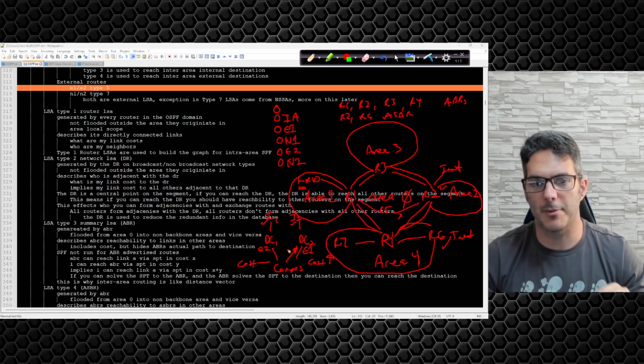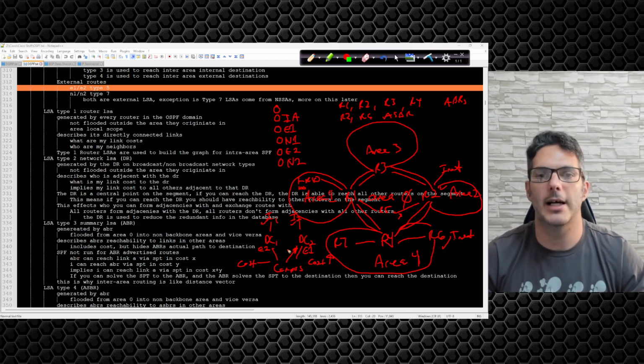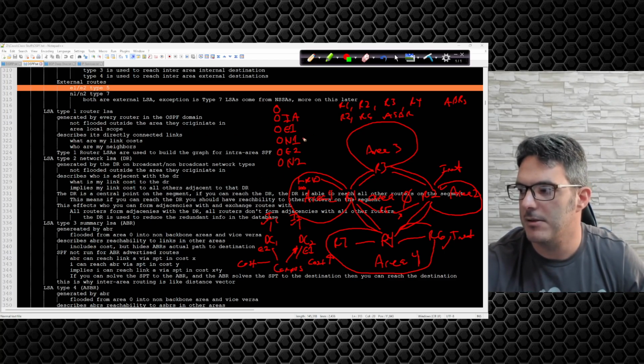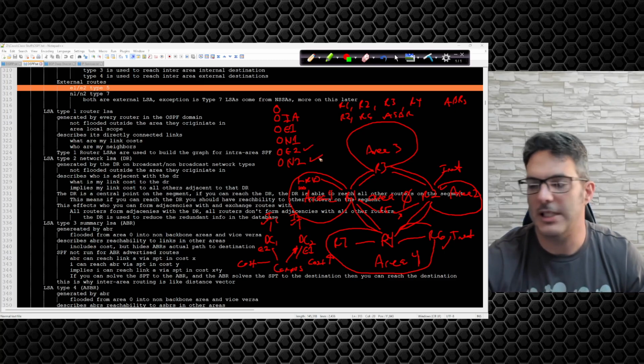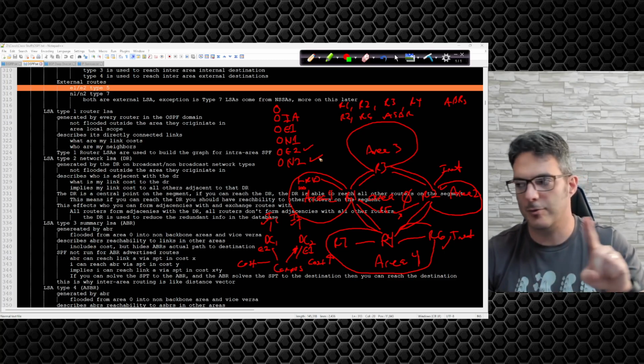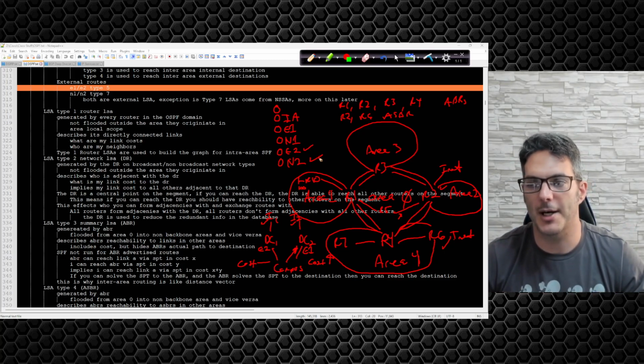Remember the cost goes up, but from a state machine perspective, E1 will be chosen over E2, and N1 will be chosen over N2. Now, by default, these are the defaults, E2 and N2. There's no cost incrementation when the route gets propagated throughout the rest of the network, so just keep that in the back of your mind.